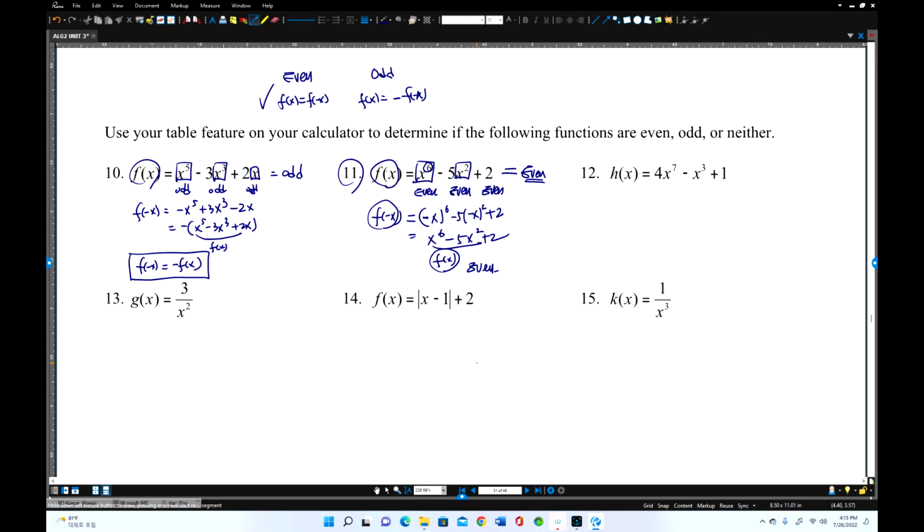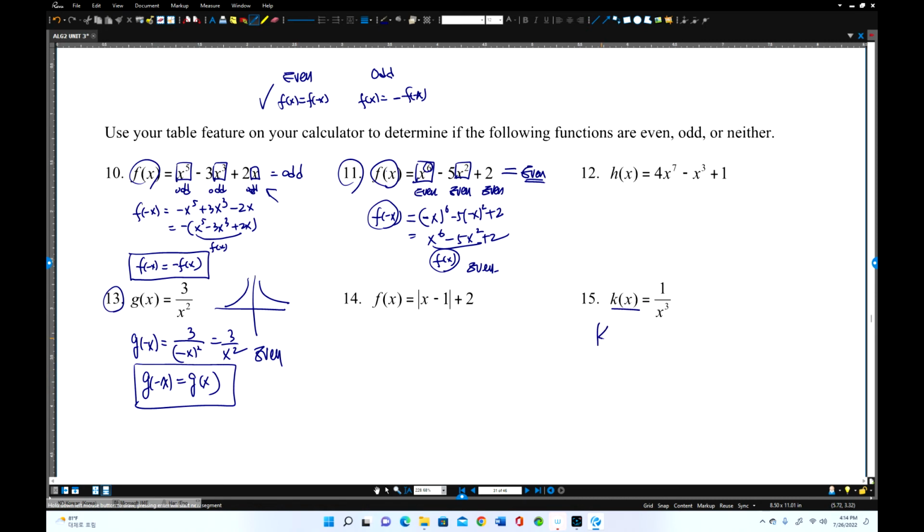Now check out the rational function over here. Rational functions, if you know the graph of this, we know it's an even function. X squared is always a graph of this one. That is even. But this is not a polynomial, so we cannot apply this method. We have to put in negative x algebraically. 3 over negative x squared equals what? 3 over x squared is the same thing. So g of negative x is exactly equal to g of x. That is even.